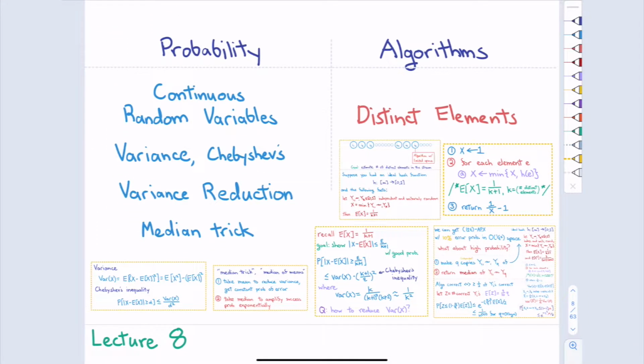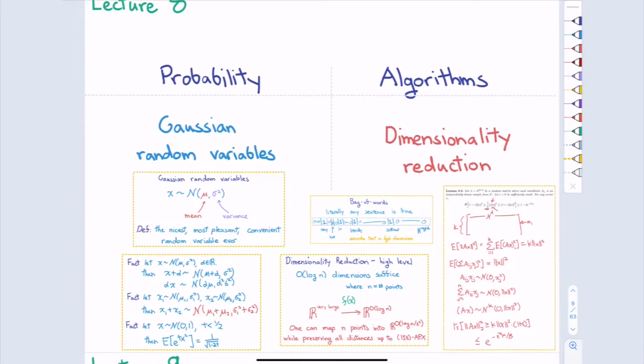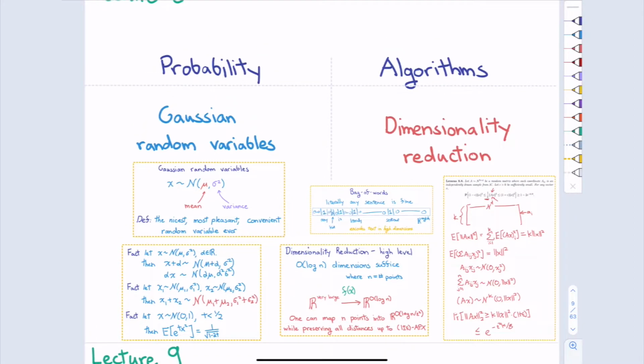We did distinct elements, which had a lot of analysis based on variance, and also introduced the median trick. And in the last class, Thursday, I think, we did dimensionality reduction, which is really all about Gaussian random variables and all their nice properties, which leads to this kind of surprising result that insofar as we want to preserve distances between points, log n dimensions suffice.